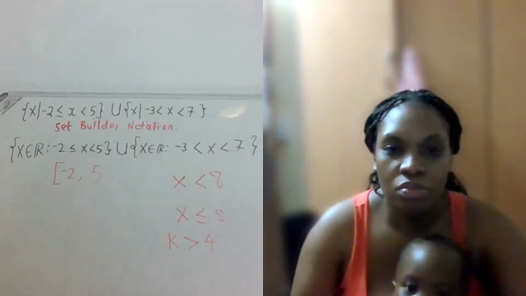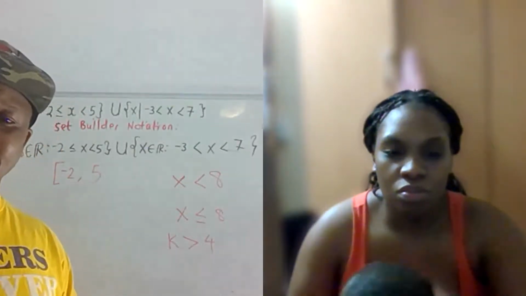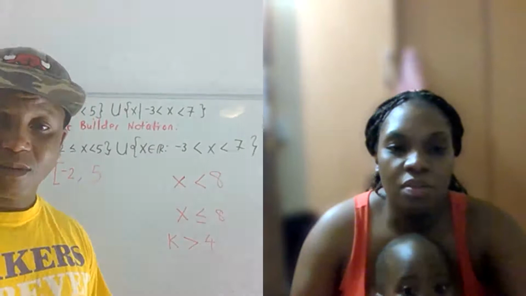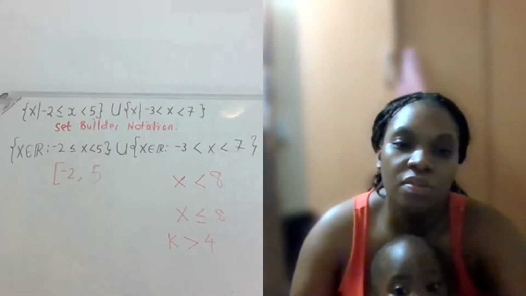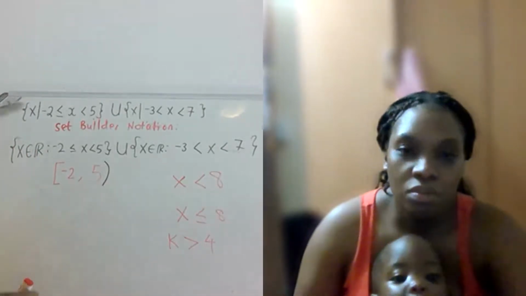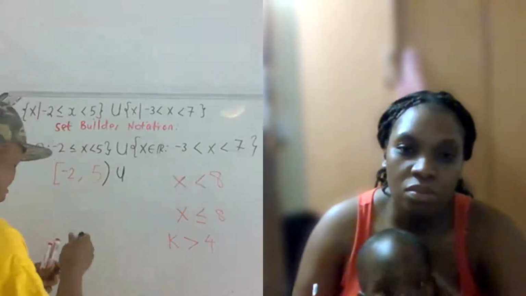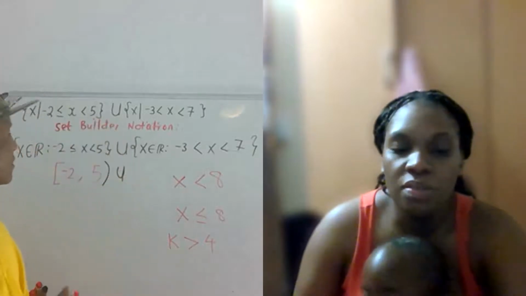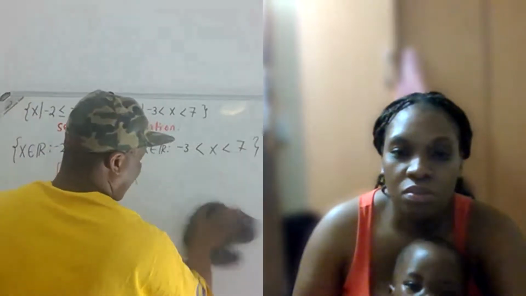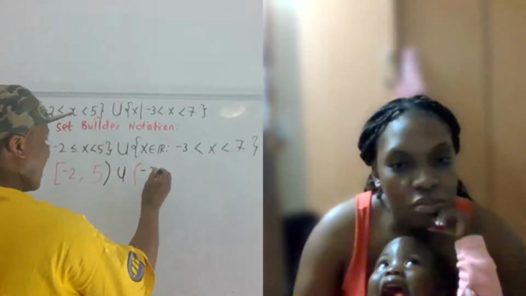Is 5 including or 5 is excluding? 5 is excluding. So since it's excluding, you write like that. So there's a union, you say union. Now we come here, -3, including or excluding? Excluding. So we're gonna say now this sign here for -3, and then you put a comma.